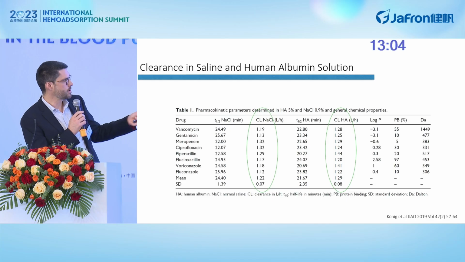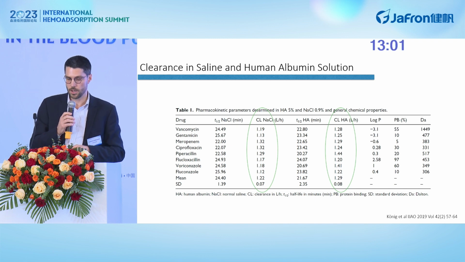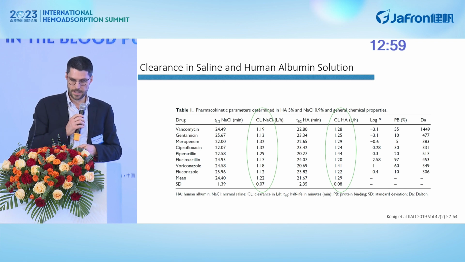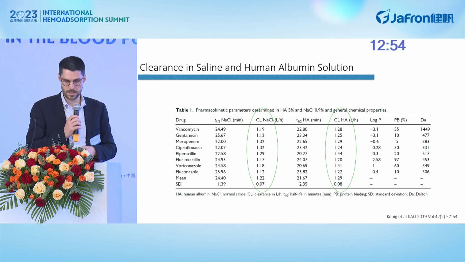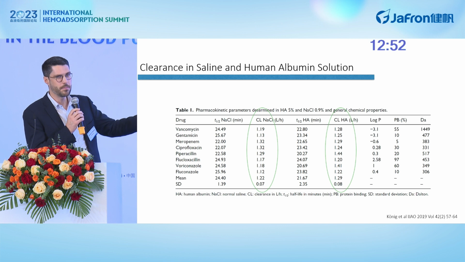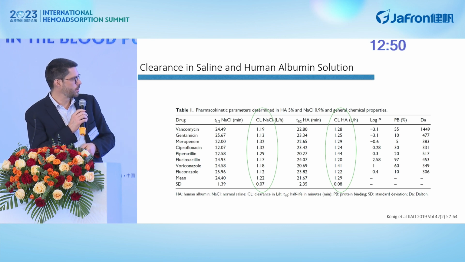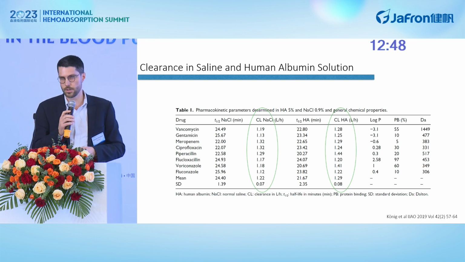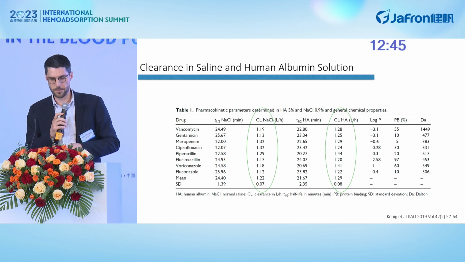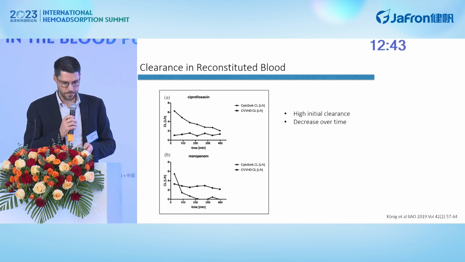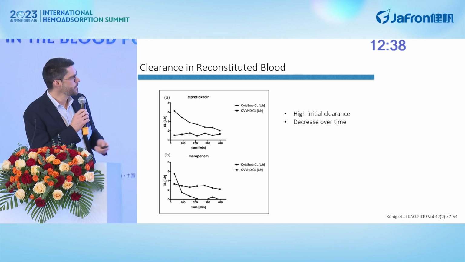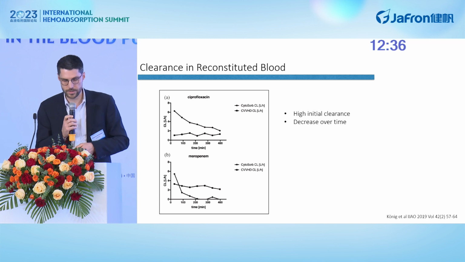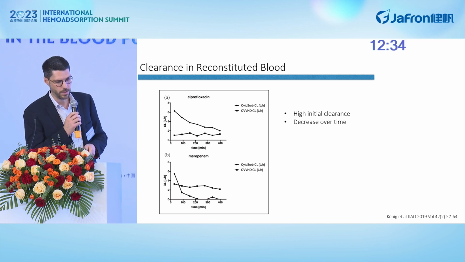So for the overall result, you see that there is a clearance, so there is a removal of all these drugs with the hemoadsorption procedure that they performed in this in vitro model. And there was a very minor difference between the data obtained with normal saline as compared to albumin. For the two molecules that they tested with reconstituted blood, they have data, and we're going to go back to this kind of data in other analyses.